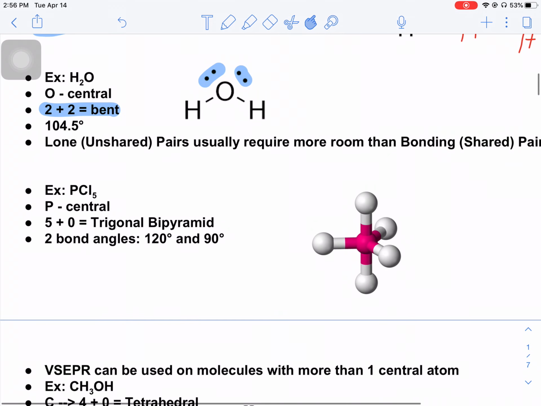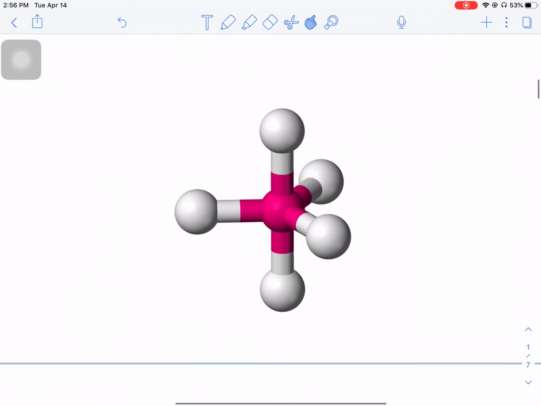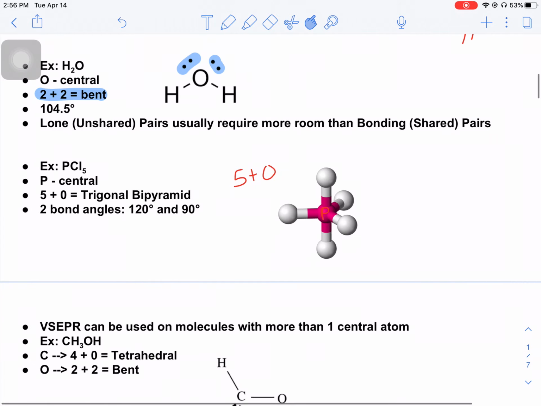All right, next example, phosphorus pentachloride. Phosphorus is going to be in the middle. There's your phosphorus, and phosphorus has five neighbors. You can't really see it, but it has 0 unshared pairs. Now, 5 plus 0 is an exception to the octet rule, and that's okay. It does happen when these d sublevels get involved in bonding sometimes. A 5 plus 0 means it's a trigonal bipyramid.